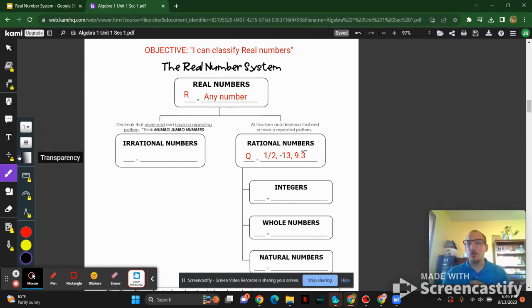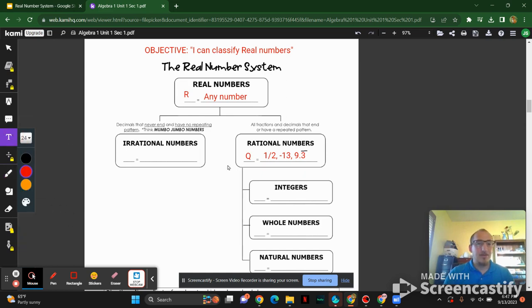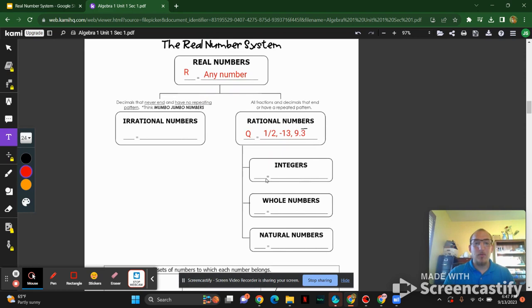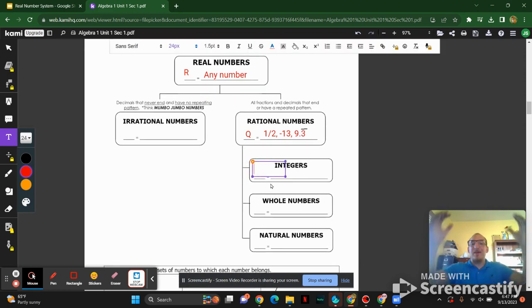Almost every number is a rational number. I can give examples of irrational numbers in a second, but pretty much if it doesn't have a square root sign after you simplify it, it's a rational number. Let's get back to the text box. From there, we can specify rational numbers even more.